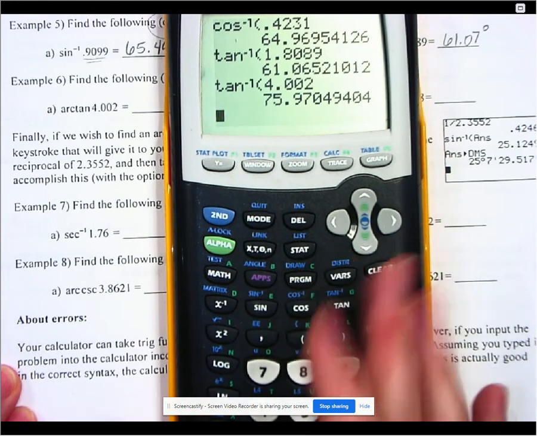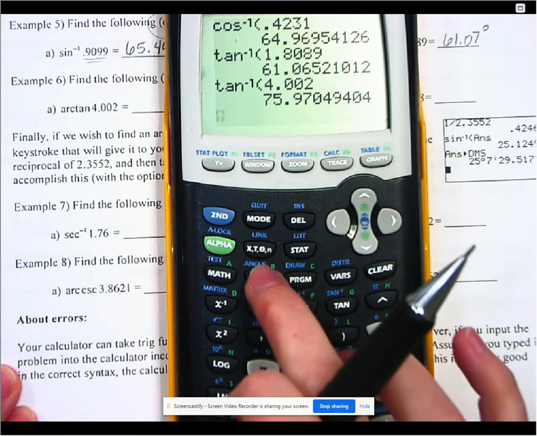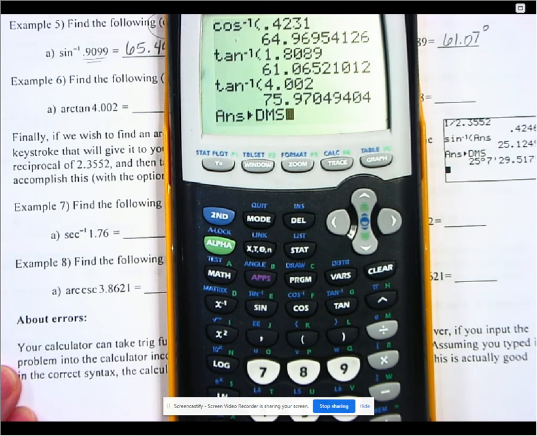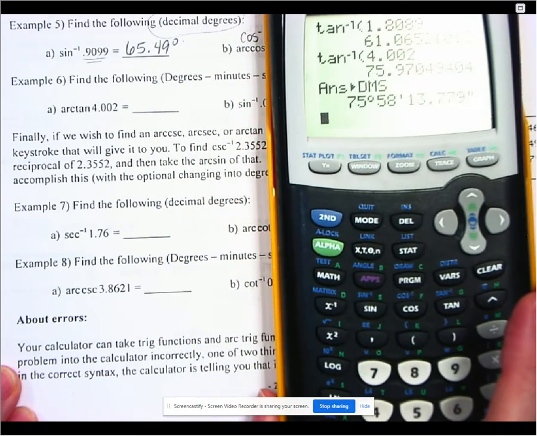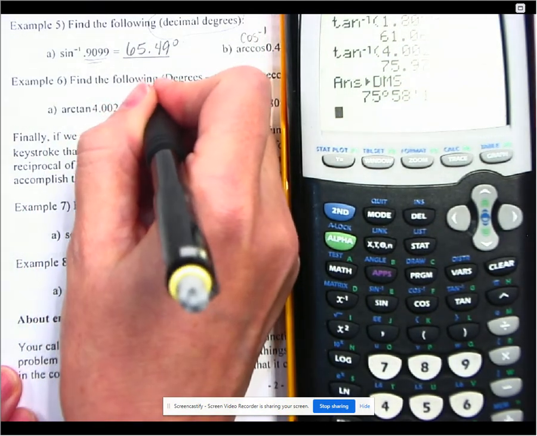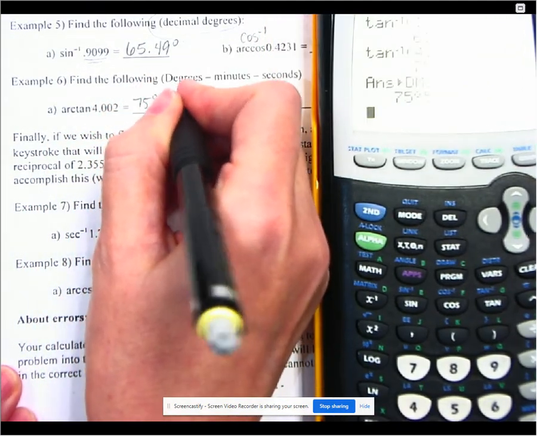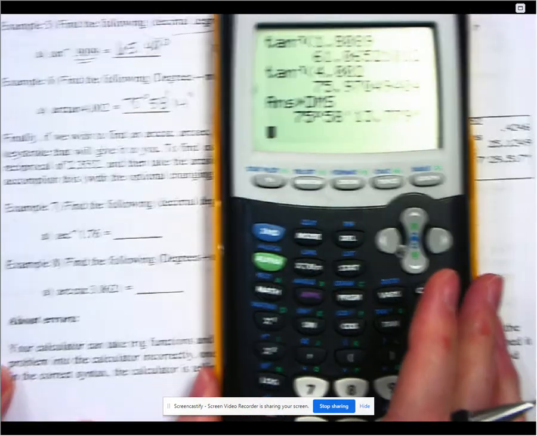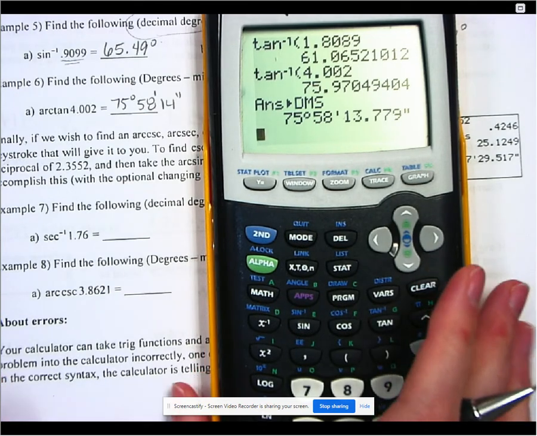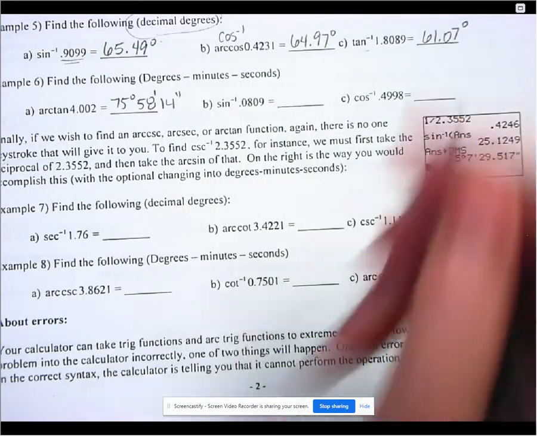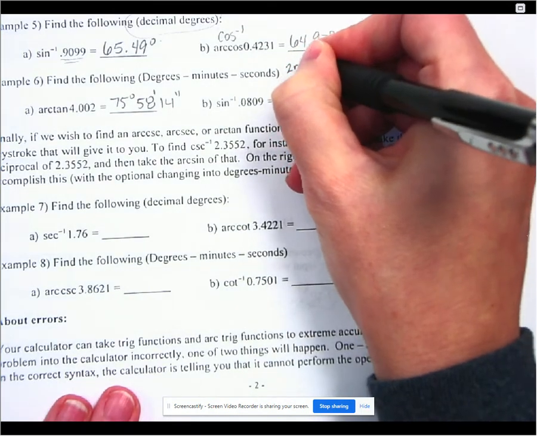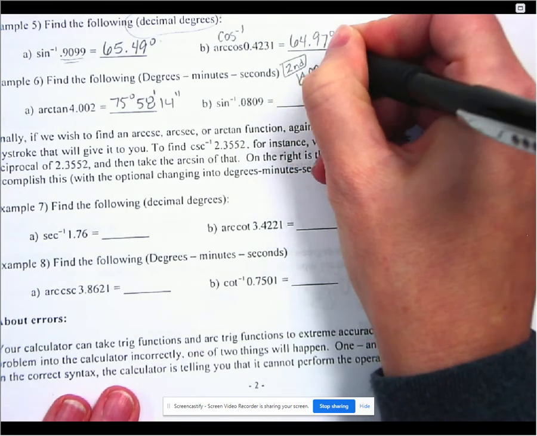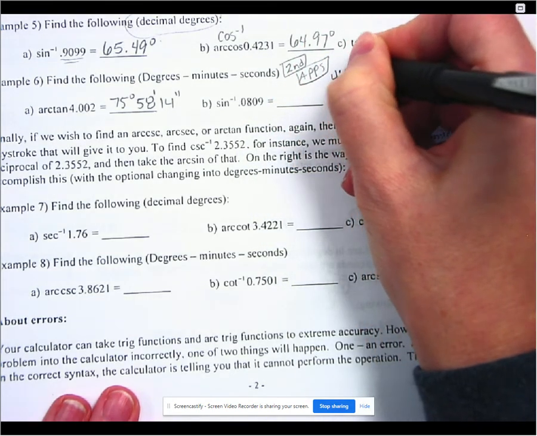And if we want to change that to degrees, minutes, seconds, we do second, apps, and then choose number 4. All right, so that is 75 degrees, 58 minutes, and then we'll just round that to 14 seconds. Oh, sorry, I can't see it. All right, so let's write down those steps so you'll know how to do it next time. So to get degrees, minutes, seconds, we do second, apps, so go to that angle menu, and then we choose number 4, DMS.